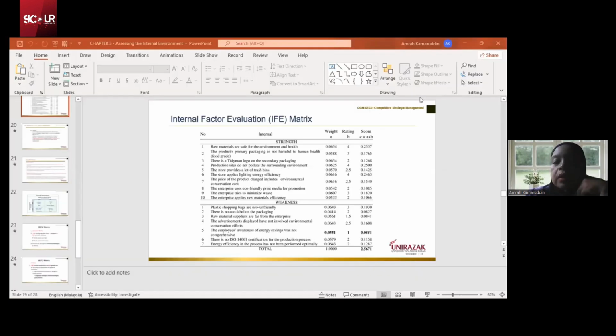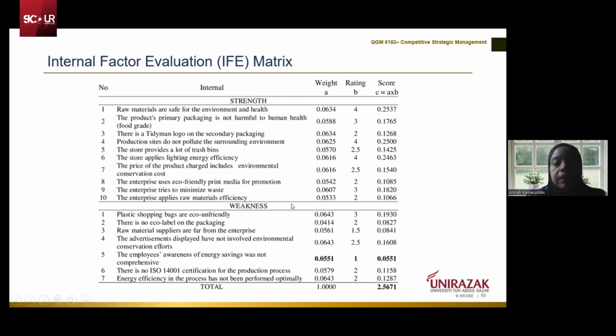Okay, let's have a look at IFE. IFE stands for Internal Factors Evaluation. So we are focusing on the strengths and also weaknesses. For example, the strength is 10. It's actually to have better. Put maybe 10 or 10. This is just an example. It's the same thing. The weight cannot be more than 1. The rating is 1 to 4 only.